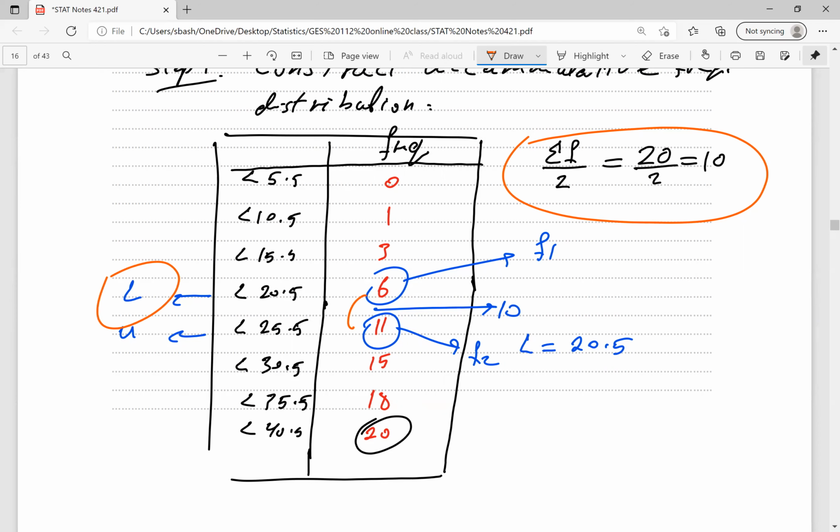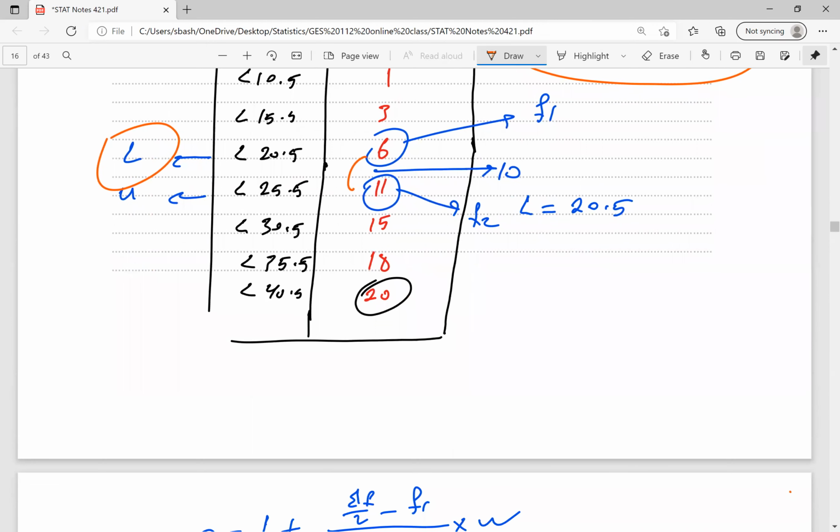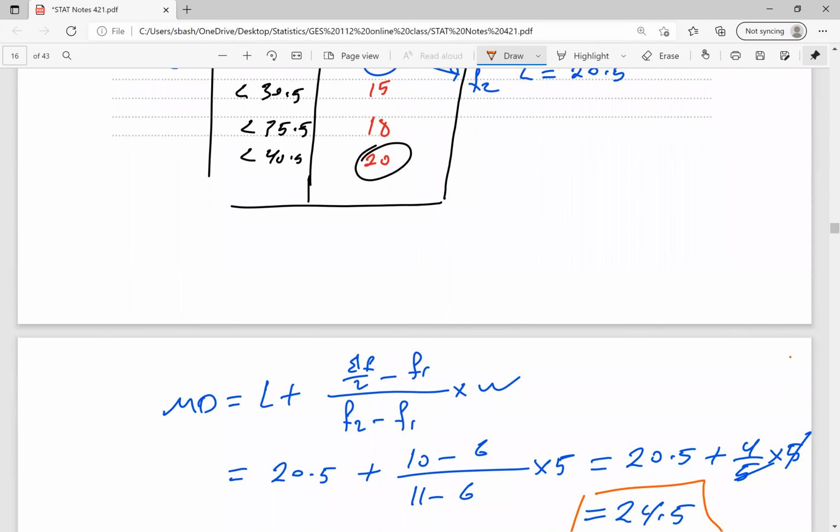Then we apply the formula, which is the median equal to sigma of F divided by 2 minus F1. F1 is the one just above the value that we found, and F2 is the one after, that is 11. So the median equals L plus sigma of F divided by 2 minus F1, divided by F2 minus F1, multiplied by W, the class width. And we found the median is equal to 24.5.